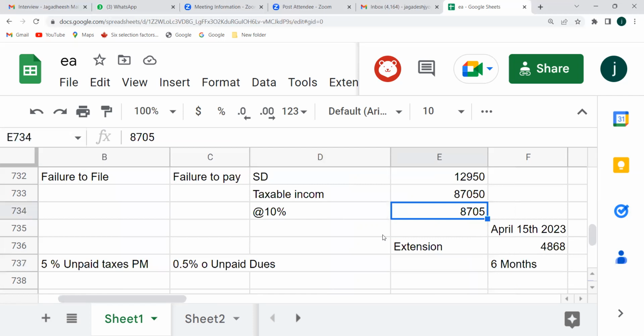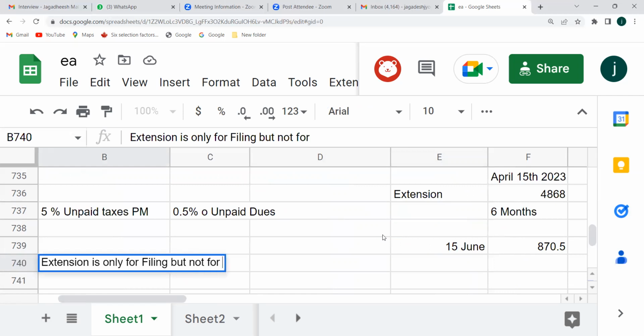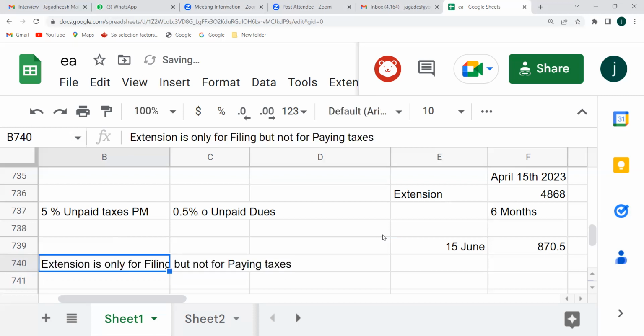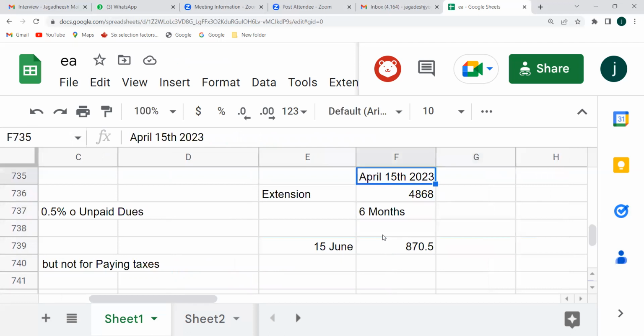Okay, so this is the most important thing here. Extension is only for filing, but not for paying taxes. Correct? So extension is only for filing the return, but not for paying taxes. You should pay the taxes before 15th April 2023.